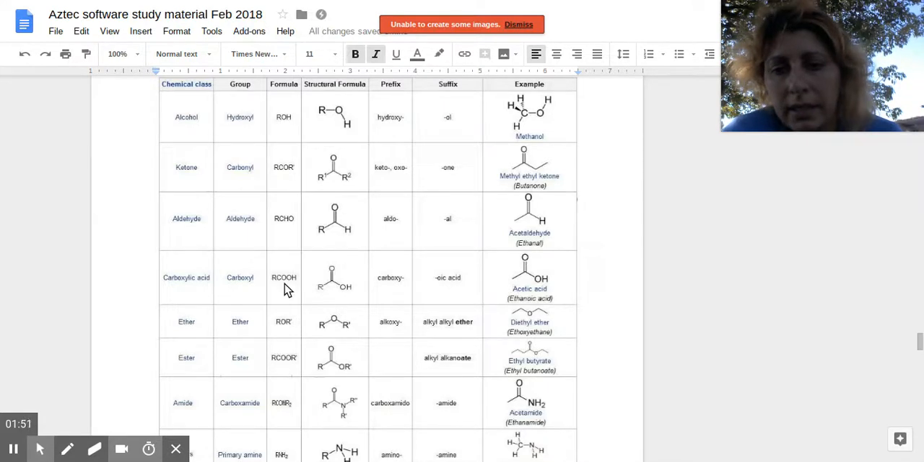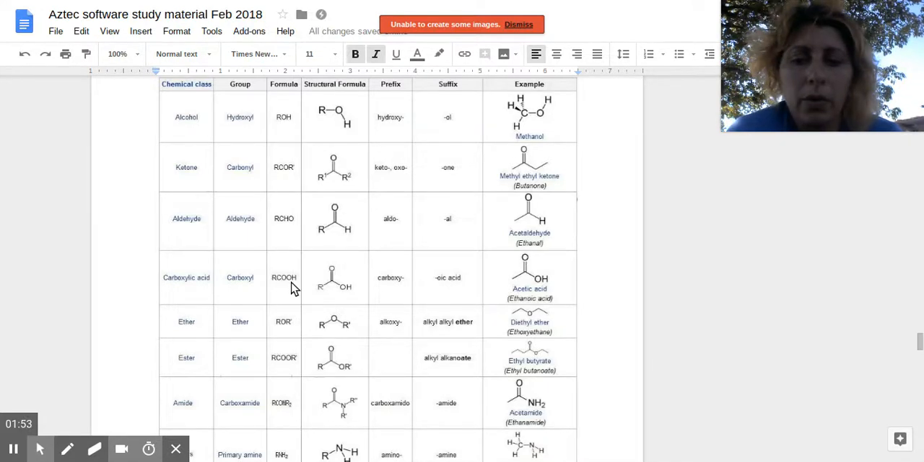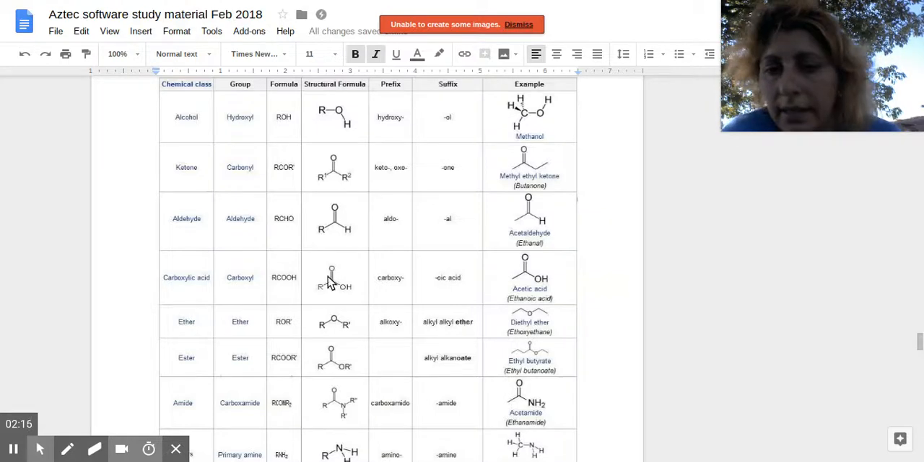Carboxylic acid is RCOOH. So carbon, double bound oxygen, and OH are carboxy. And acetic acid is an example. So you just have 1 carbon, then the other carbon is double bound to oxygen and the OH. Carboxylic acid.